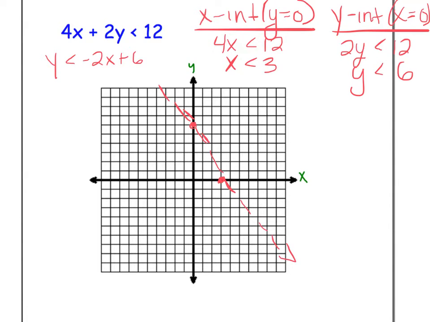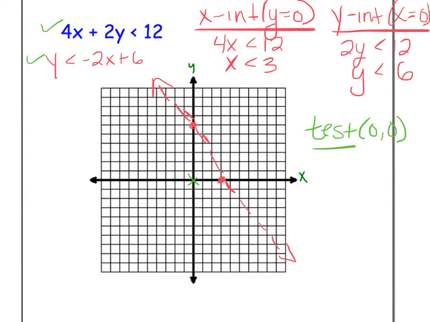Sorry, use your imagination. A dashed line, because I don't have an equal sign involved, and now I need to test a point. So I'll test 0, 0 again. So I'm looking right here to see if my solutions lie beneath my line. Testing 0, 0, you can test it either in the standard form or the slope-intercept form.